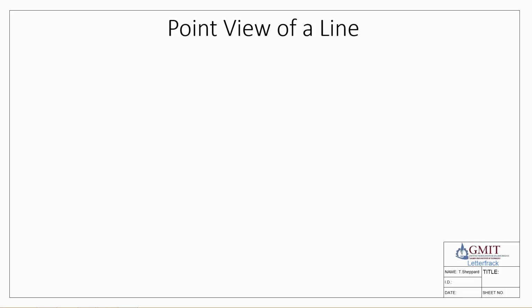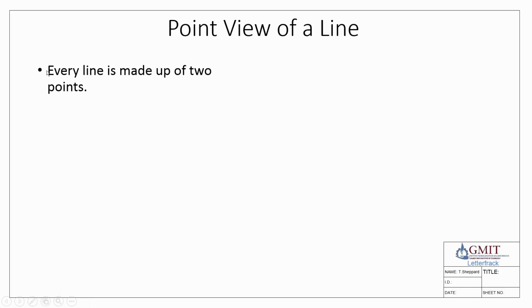What we're going to start off with today is looking at what is the point view of a line, how do we go about finding it, and then we're going to look at the different scenarios that you're likely to encounter when it comes to your own drawings. We're going to begin with a little bit of background, and that's first of all that every line is made up of 2 points. The definition of a line is the shortest distance between 2 points. So that's what a line is. It's the shortest distance between 2 points.